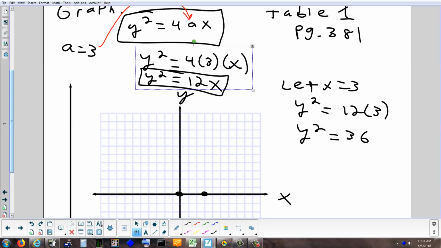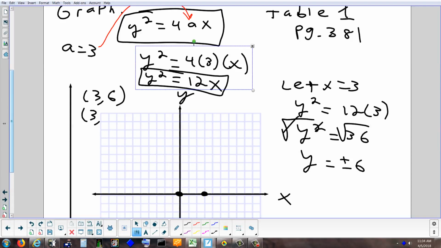So if x is 3, let's write it over here. What would y come out to? 6. Take the square root. And now, when you take the square root of 36, you get positive 6. And what else do you get? Negative 6. So if x is 3, (3, 6) is a point. And if x is 3, (3, negative 6) is a point. You should always get 2 because of the symmetry of a parabola.